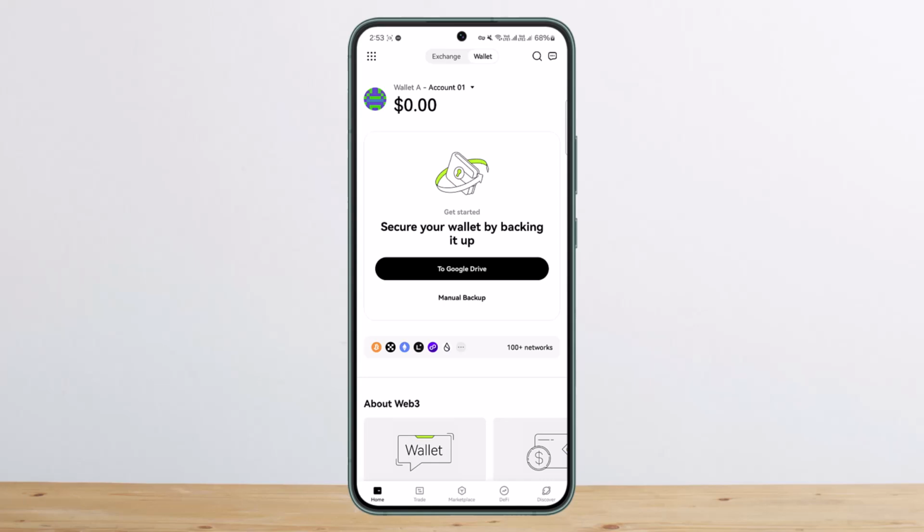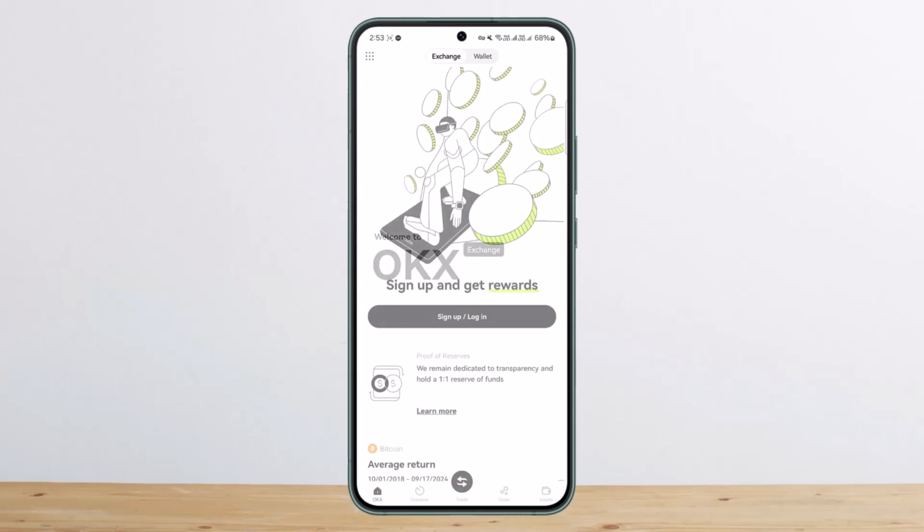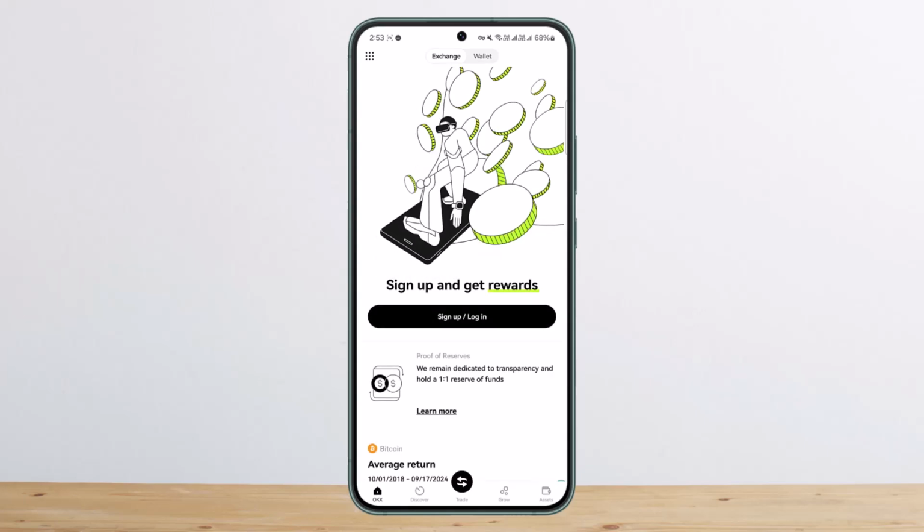Now, how can you make daily profit? First, head into the exchange option, log in, head into the trade section, and head over to OKX Trading Bot. First things first is to choose your strategy.